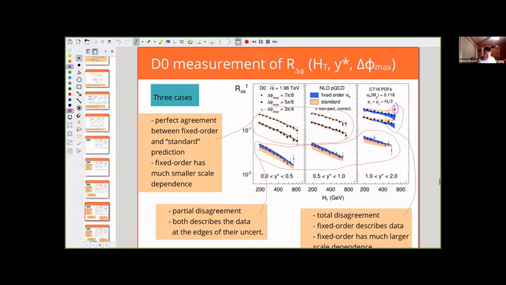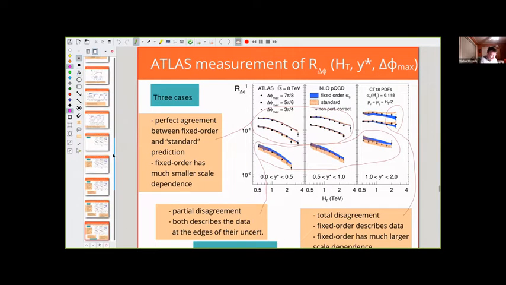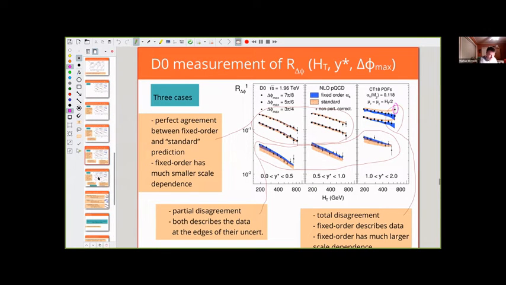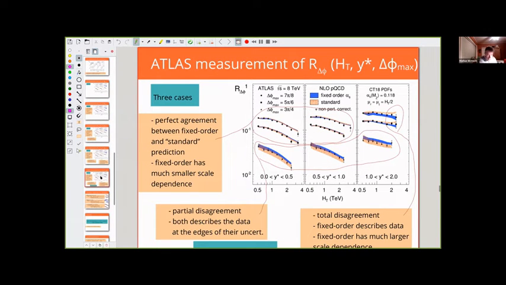And this quantity was later also measured on Atlas. I'm losing my cursor, here's my cursor. And it's funny, right? If you switch between the two pages, you almost don't see any difference. But this is now the Atlas measurement, and exactly the same that applied to the D0 measurement also applies to the Atlas measurement. These are the regions where we have perfect agreement over here.